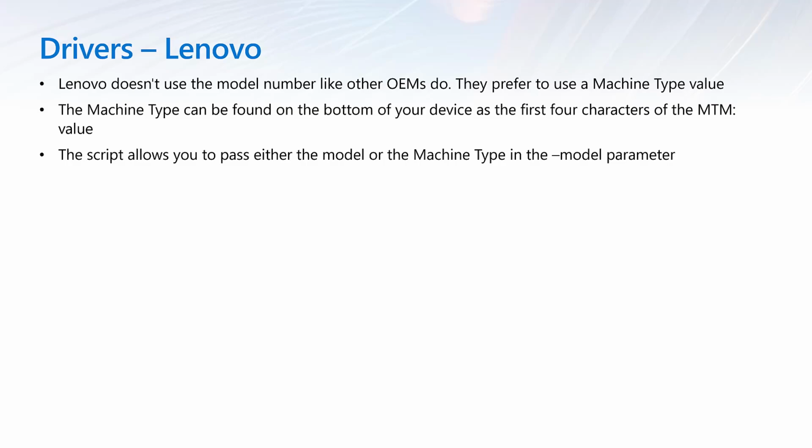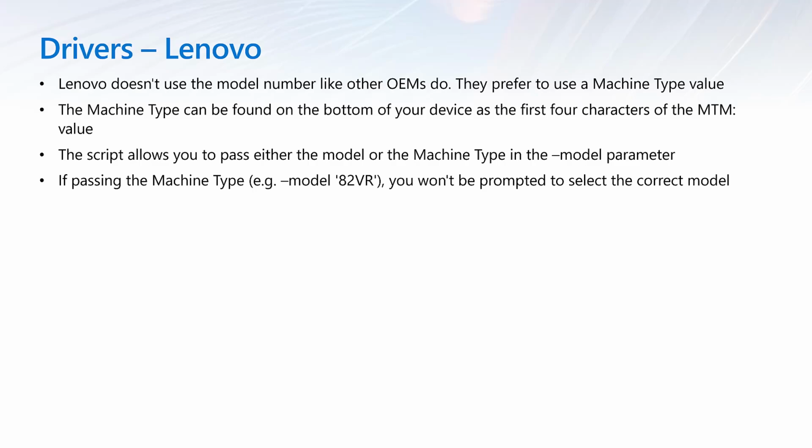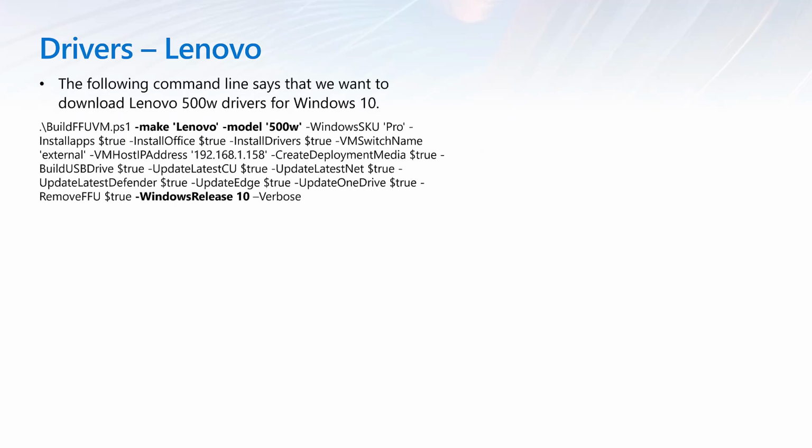The script allows you to pass either the model or the machine type in the model parameter. So you can pass a 500W, or you can pass the 4-character machine type. If passing the machine type, for me, a 500W would be A2VR, you won't be prompted to select the current model. If you match the exact machine type, then no prompting is done at all for you.